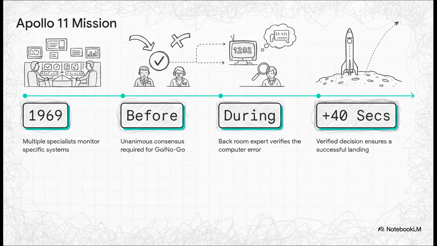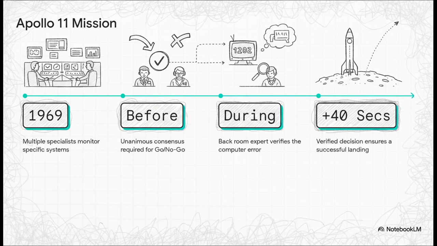We can look all the way back to the 1969 Apollo 11 moon landing as the ultimate blueprint. NASA didn't rely on one super genius to make every call. No way. They used a room full of intensely focused specialists, Guido, Fido, Ecom. They ran a strict go/no-go protocol requiring unanimous consensus.